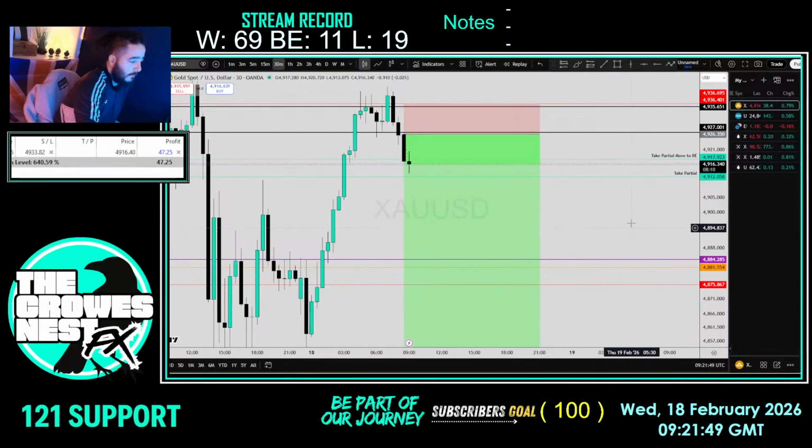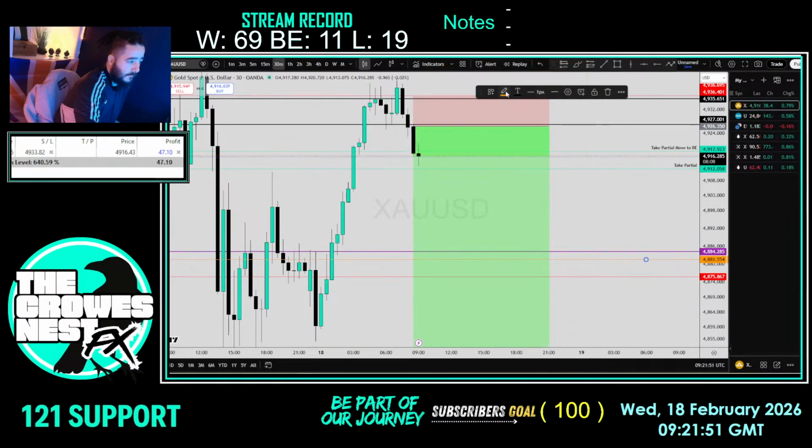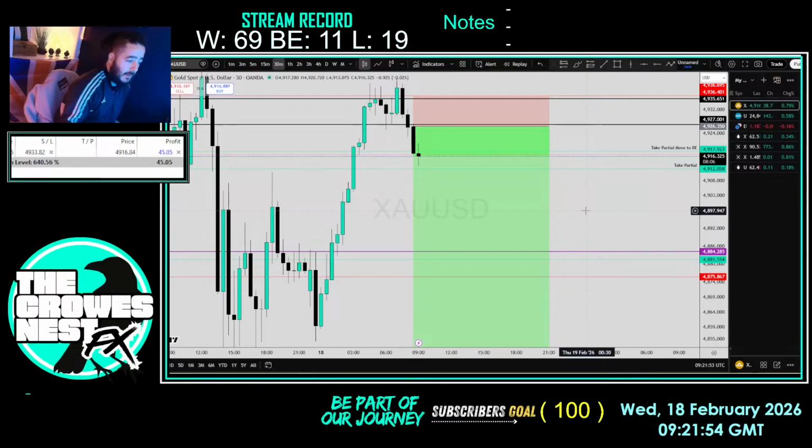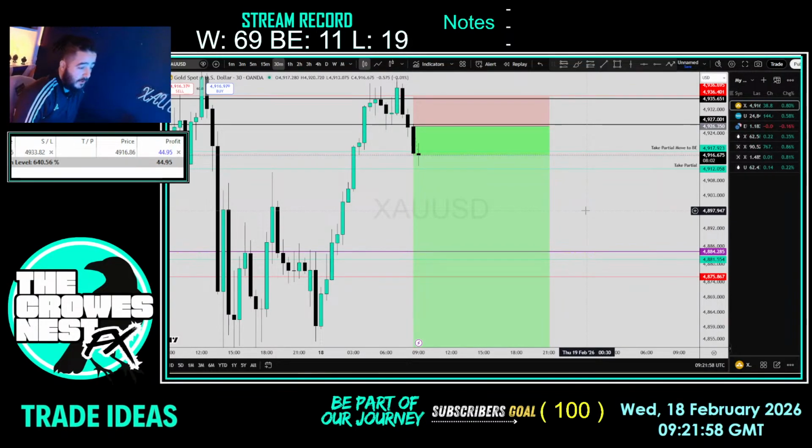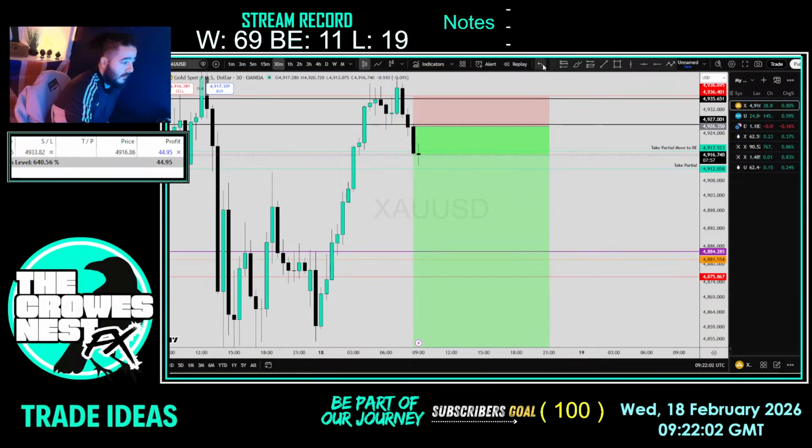And if the 4 closes bearish, this just turns into an area to take partial from. Quite a lot of partial if you can. But it's up to you what you do. You're risk free at that point.